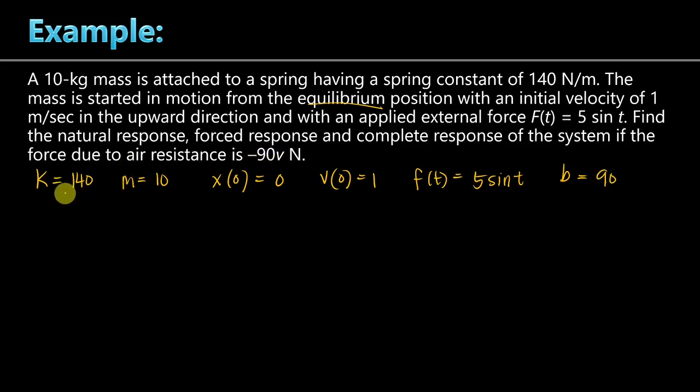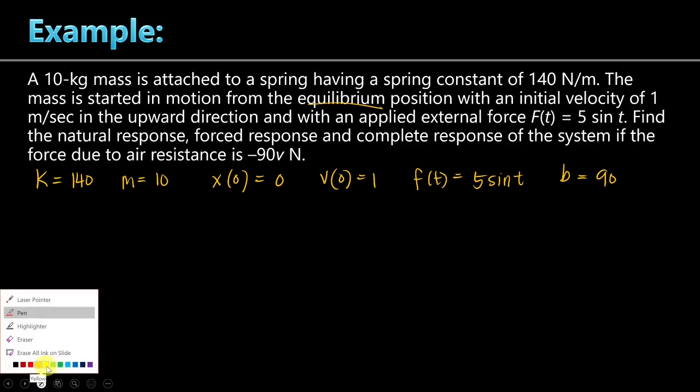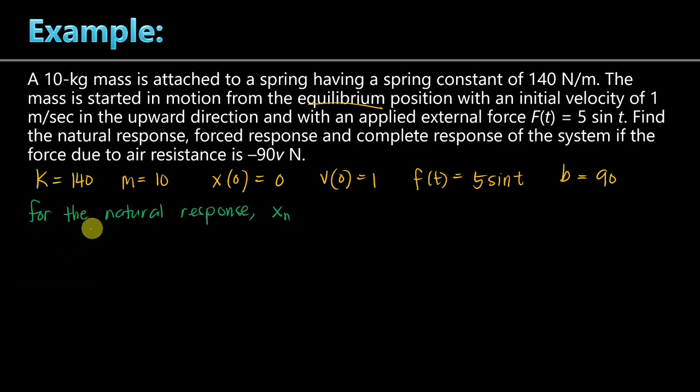Hanapin muna natin yung natural response ng system, yung XN. Sulat natin dito for the natural response. Ano ang differential equation na nagde-describe sa system? If I remember, the differential equation is m x double dot plus b x dot plus kx. And since this is natural response, the input must be 0. So, isi-0 natin yan. Homogeneous muna yung equation natin. Pero, i-consider natin itong dalawang initial conditions na given.